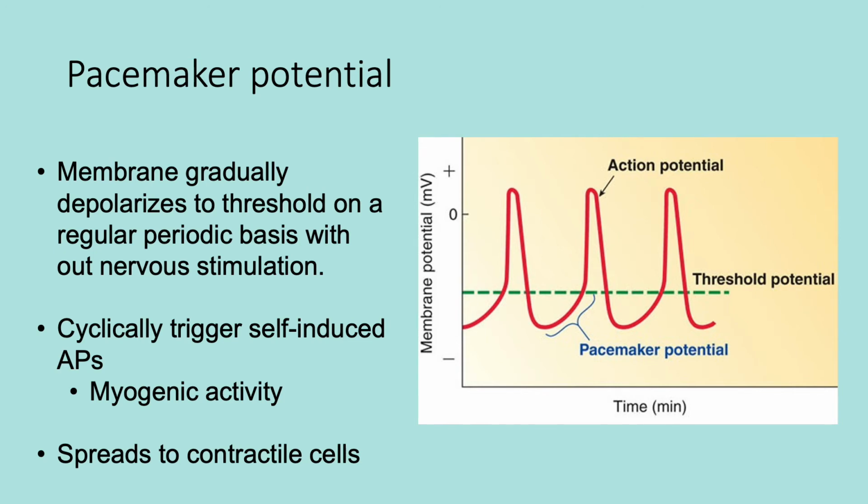Now, the pacemaker cells, while they can initiate the action potentials, they cannot contract. There's only a few of all the cells within that muscle tissue that are non-contractile pacemaker cells. The rest are contractile cells, but the signal from the pacemaker cells spreads into those contractile cells, so we get that mass contraction.